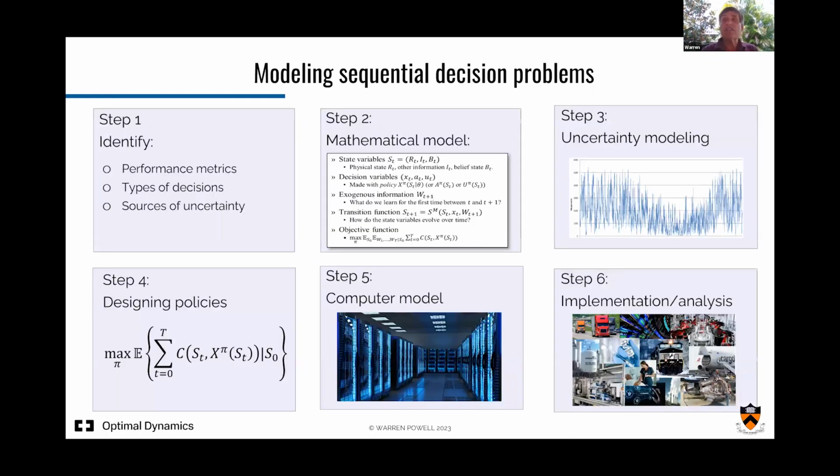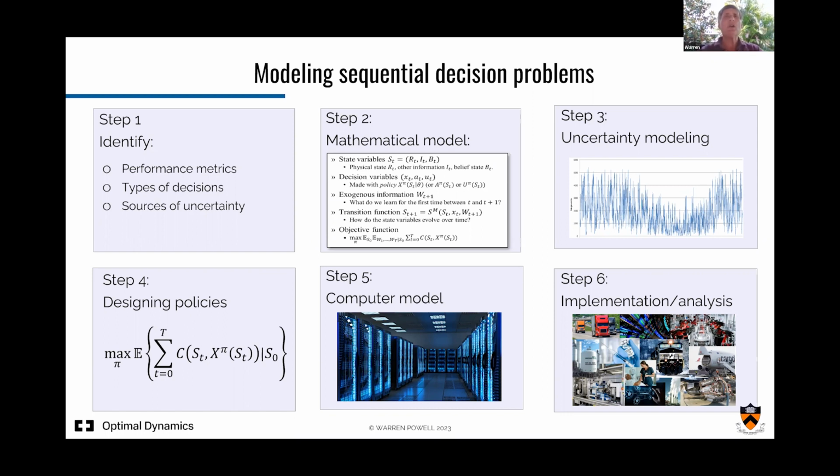Now, I like to think of 6 steps in modeling sequential decision problems. Starting with the very beginning, step 1, I cannot create a mathematical model unless I have answers to the following three questions. What are my performance metrics? What types of decisions am I making? What are the sources of uncertainty? This is plain English, no math. In fact, I have found there's a lot of nice complex problems where even if you're never going to do a mathematical model, give me the answers to those three questions.